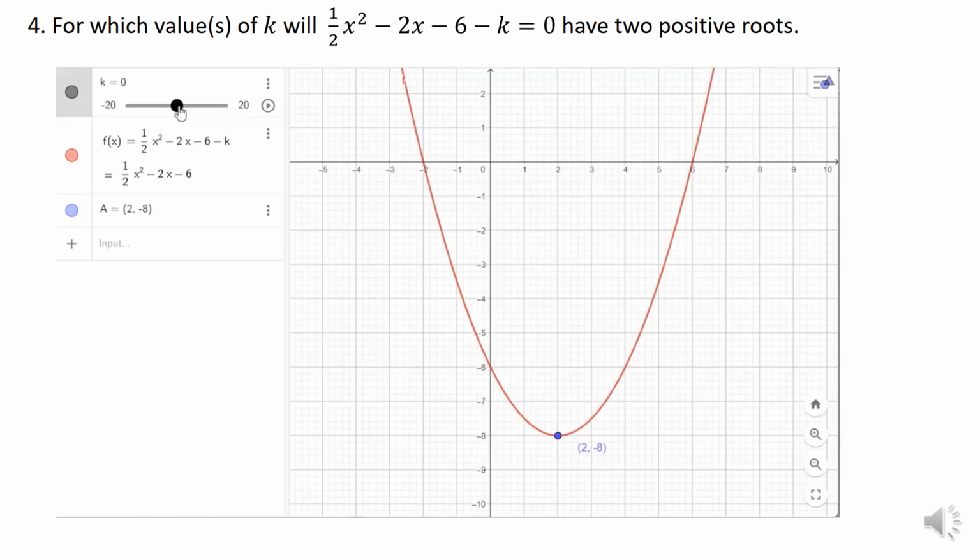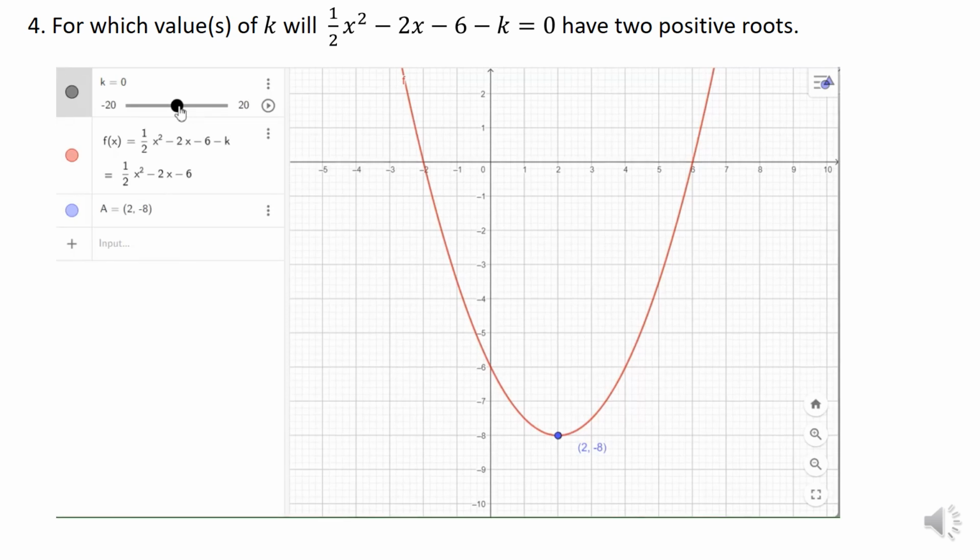Number 4. For which values of k will a half x squared minus 2x minus 6 minus k equals 0 have two positive roots? Currently it has one positive root and one negative root, cutting at x is equal to 6, x is equal to negative 2. So again, I have to do something with the k values to get it to a positive root. That's where the y-intercept also takes an effect.